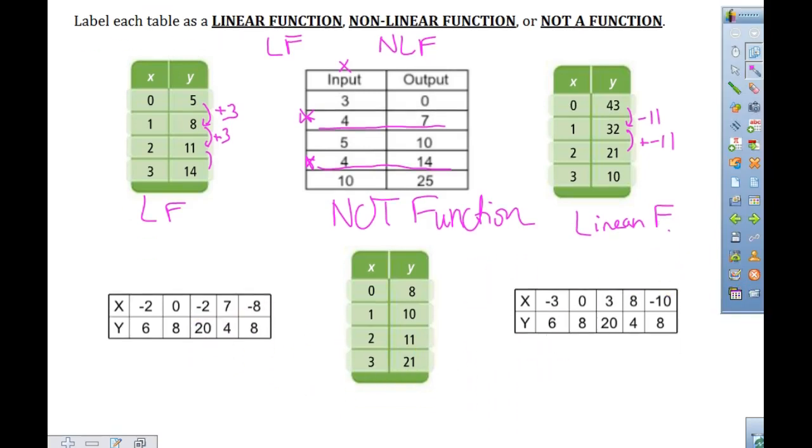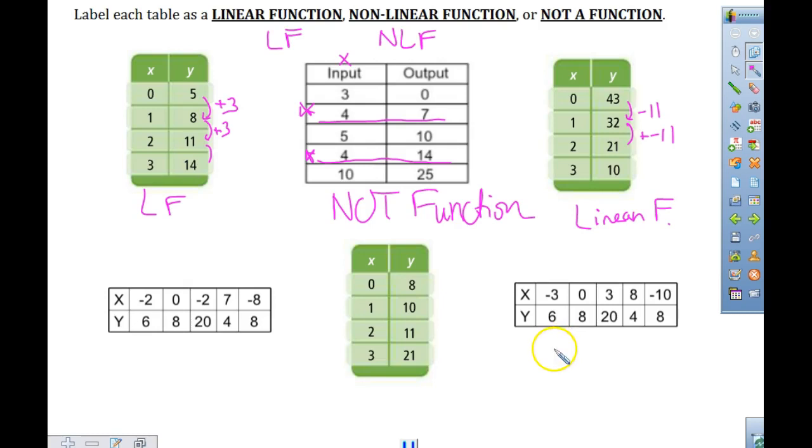I want you to take a look at these next couple of tables and just try and decide if you think it's a function or not. And then the next thing I want you to decide is, do you think it's linear or nonlinear? So talk to someone. People right by you, talk to someone and see if you agree or not, okay?